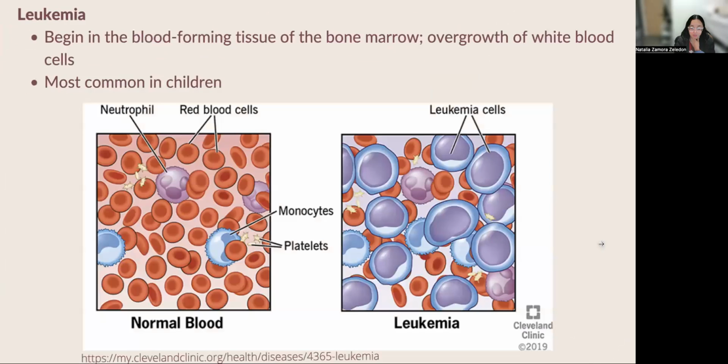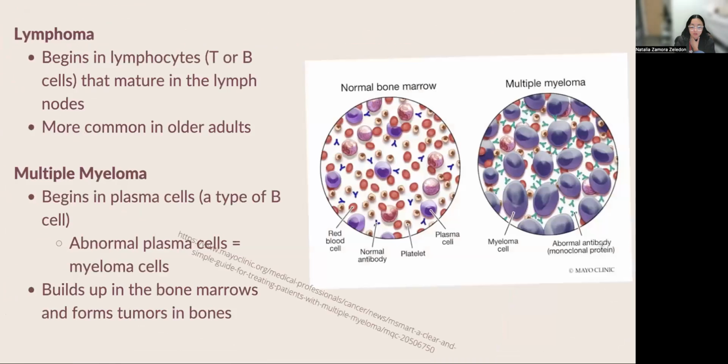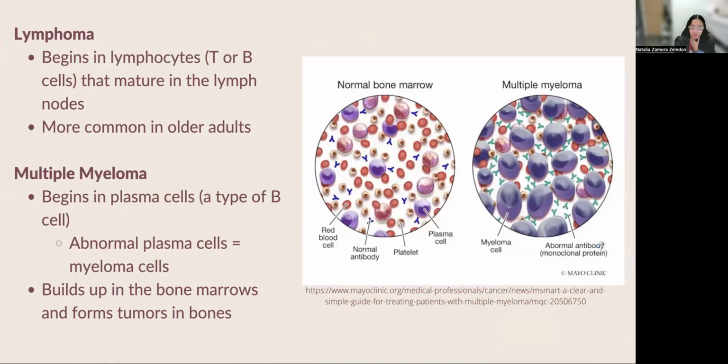Leukemia begins in the blood, forming tissues of the bone marrow. In leukemia, the white blood cells are affected. Typically, your white blood cells normally grow and divide in an orderly fashion, but in individuals with leukemia, the bone marrow produces an excessive amount of abnormal white blood cells that do not function properly. Leukemia is more common in children. Lymphoma begins in the lymphocytes, which are the T and B cells that mature in the lymph nodes. This type of cancer is more common in older adults.